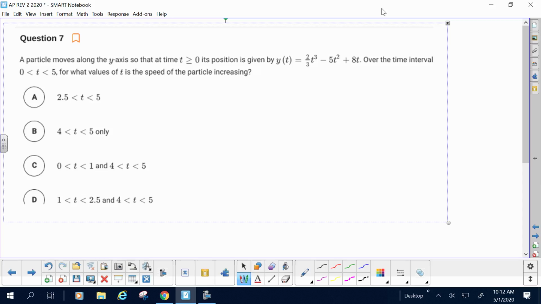I would start by saying, hey, self, speed is increasing if velocity and acceleration have the same sign. So I need to determine some kind of signs of velocity and acceleration, so I'm going to go superchart. Velocity is the derivative of position, which, oh, by the way, if you want to check your answer, the answer is going to be D.